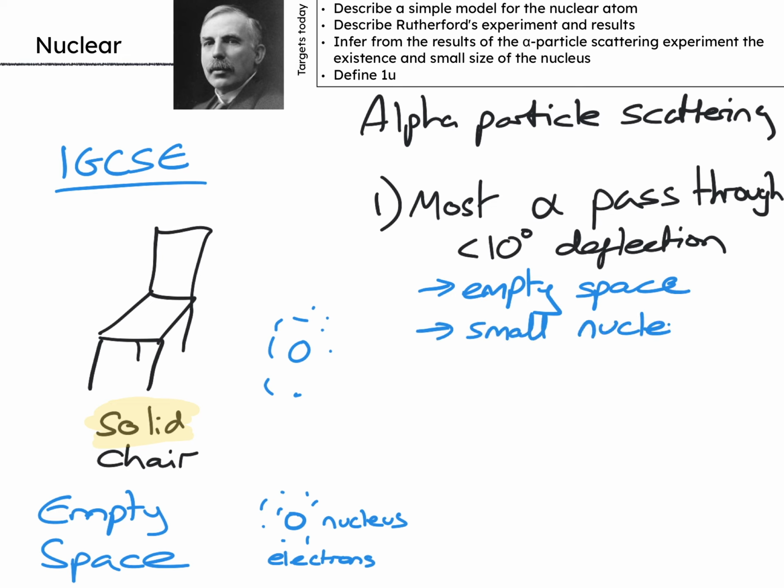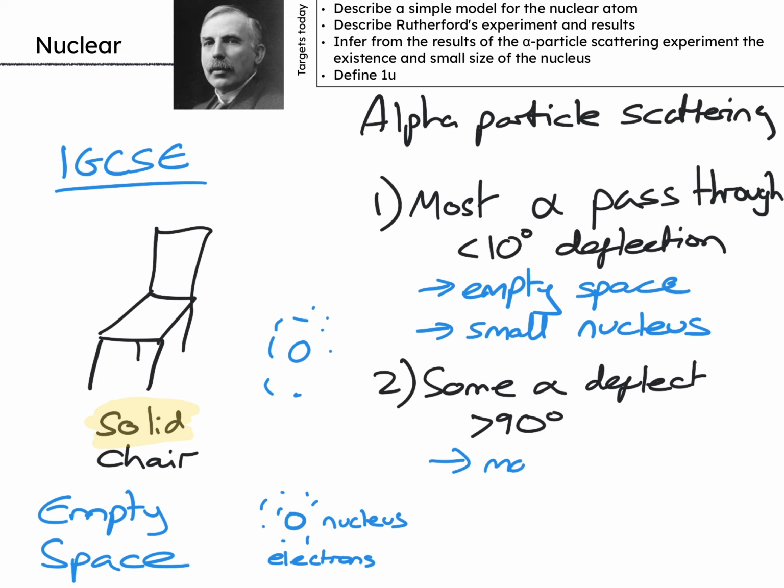A very small proportion were deflected through large angles, more than 90 degrees. This tells us that mass and charge are concentrated in a very small nucleus. That nucleus is very small and massive. It has a large mass.